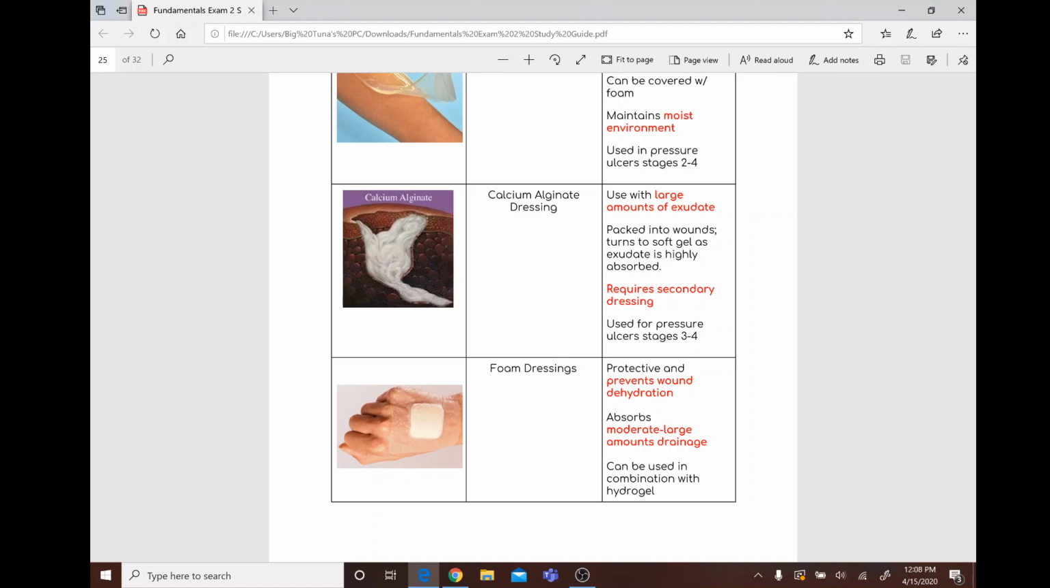Used with large amounts of exudate. Packed in the wounds, turns to soft gel. Exudate is highly absorbed. Requires secondary dressing. Used for pressure ulcers stages 3 to 4.